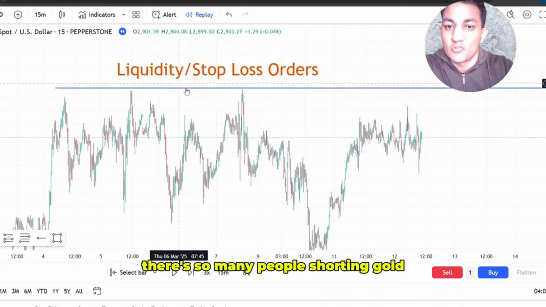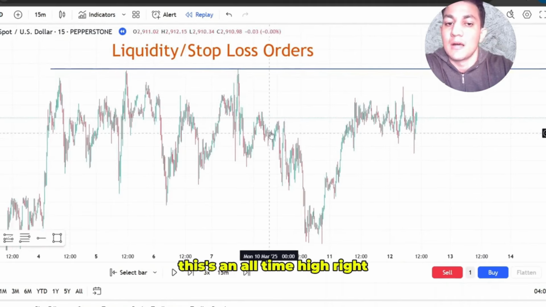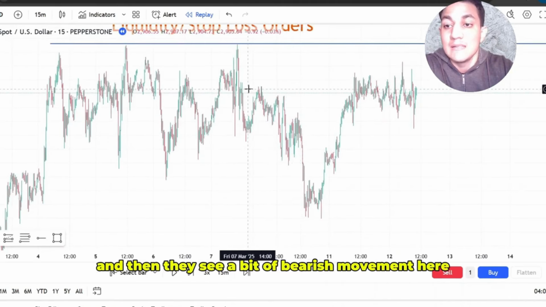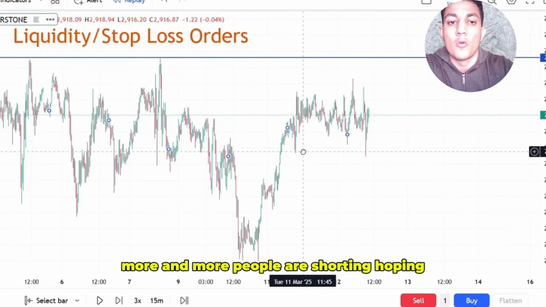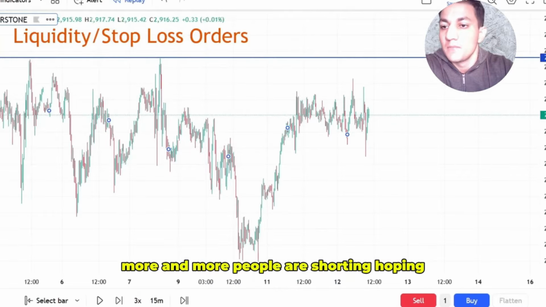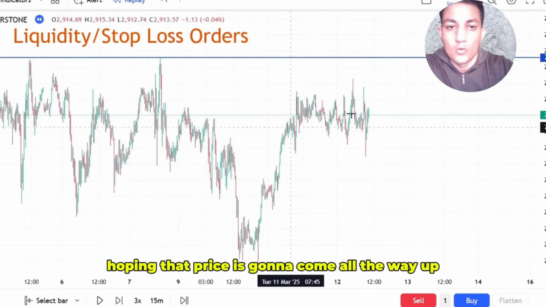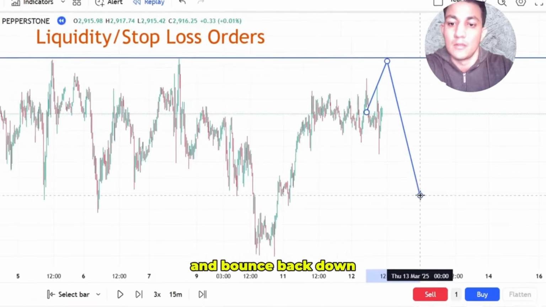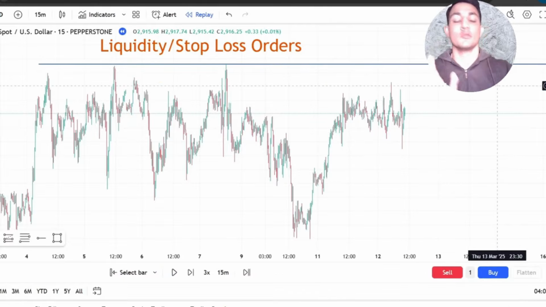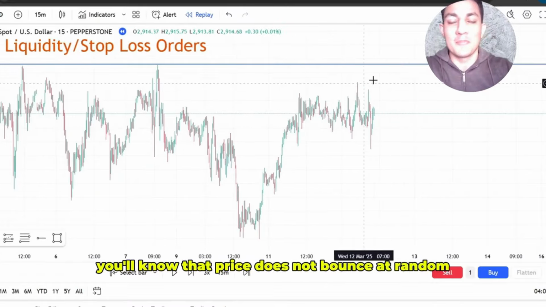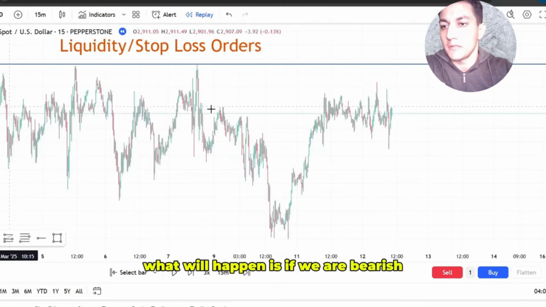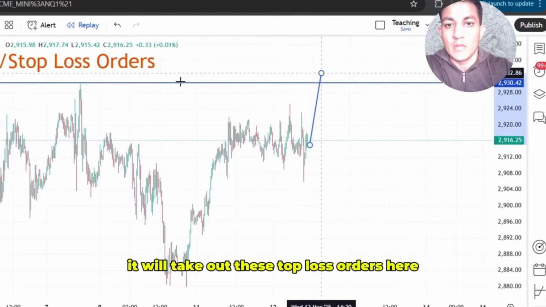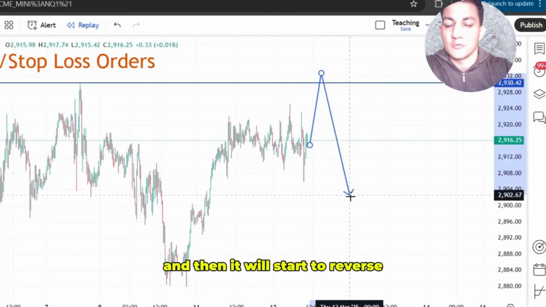Right here, there are so many people shorting gold, hoping. This is all-time highs, right? And they're trying to ride gold down, and they see a bit of bearish movement here, so they're even more confident. As price comes up, more and more people are shorting, hoping that price is going to come all the way up and bounce back down. Now, if you've been trading for any length of time, you'll know that price does not bounce at random support and resistance levels. What will happen is, if we are bearish, price will come up, take out these stop loss orders here, and then start to reverse.